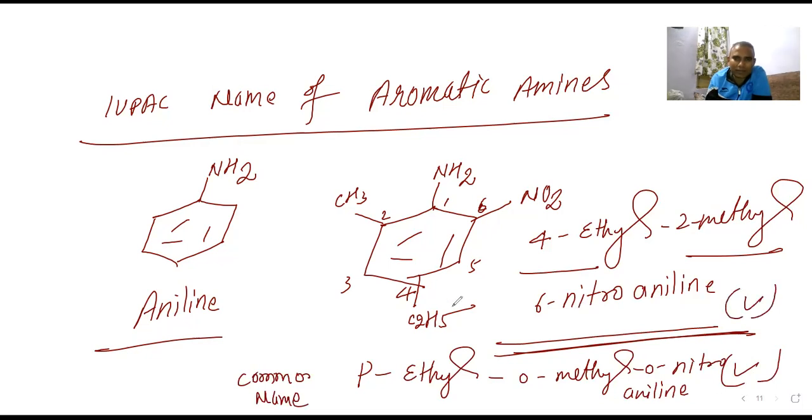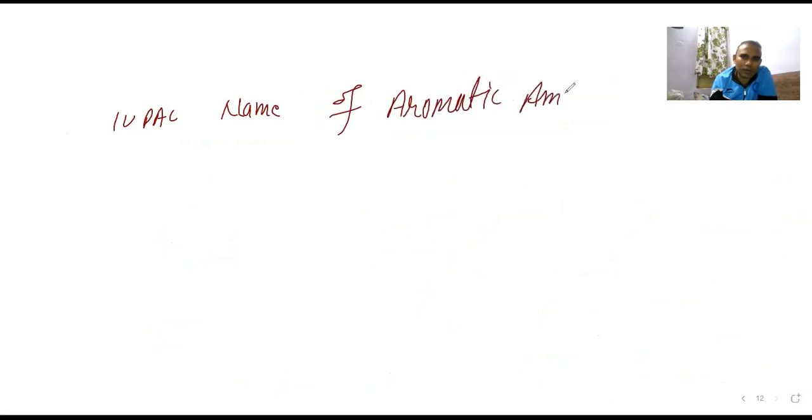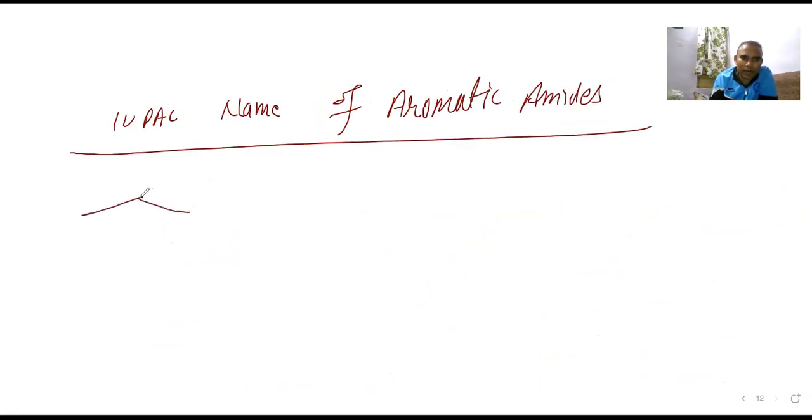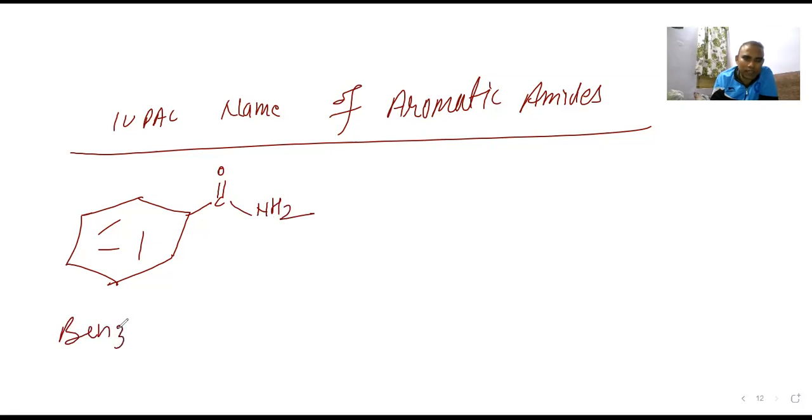So we'll go for the next one. The aniline you got to know. IUPAC name of aromatic amide. The first member: if you write C double bond O NH2, so this is CONH2, that is what is known as benzamide.